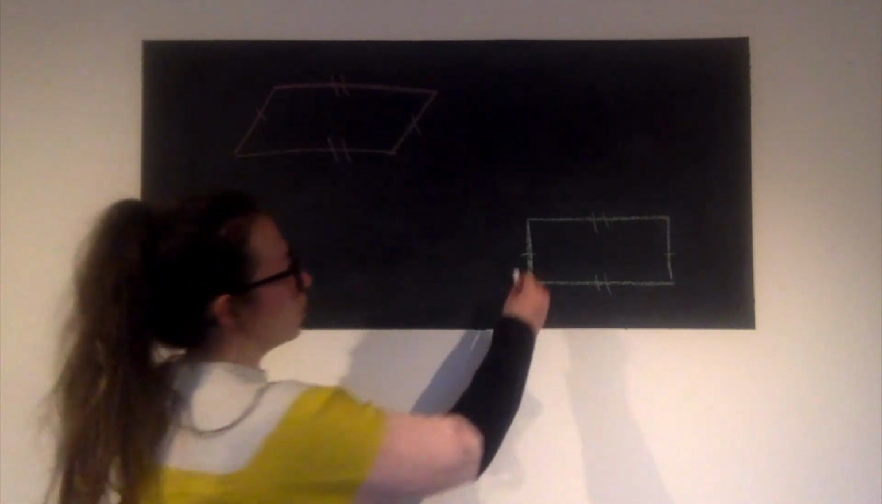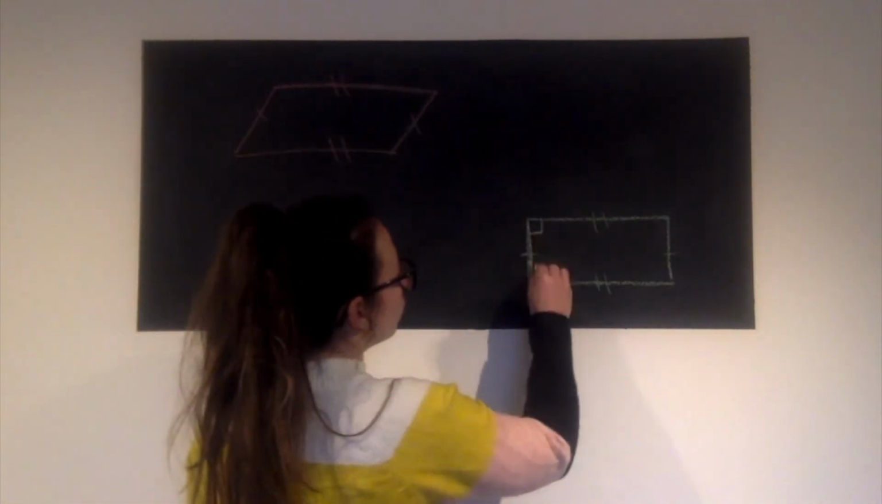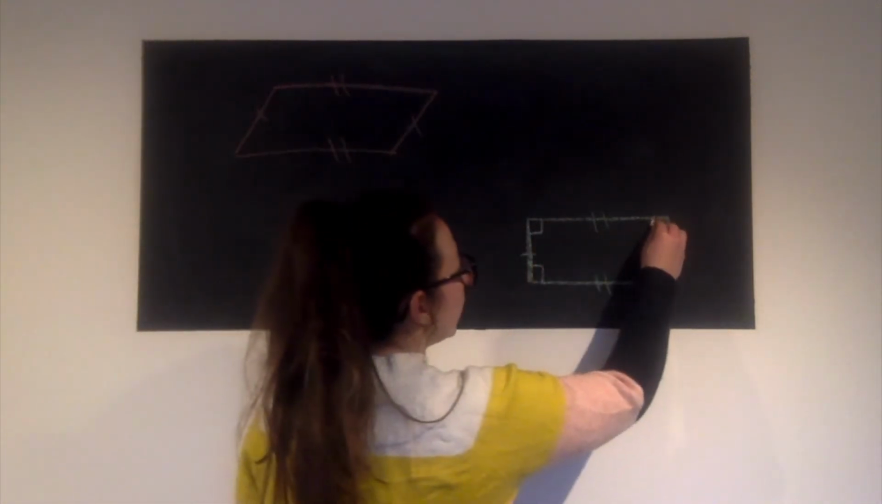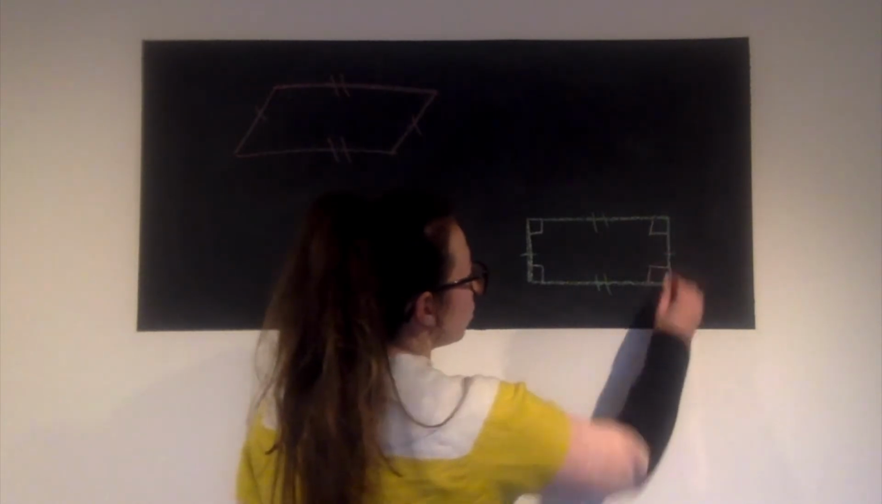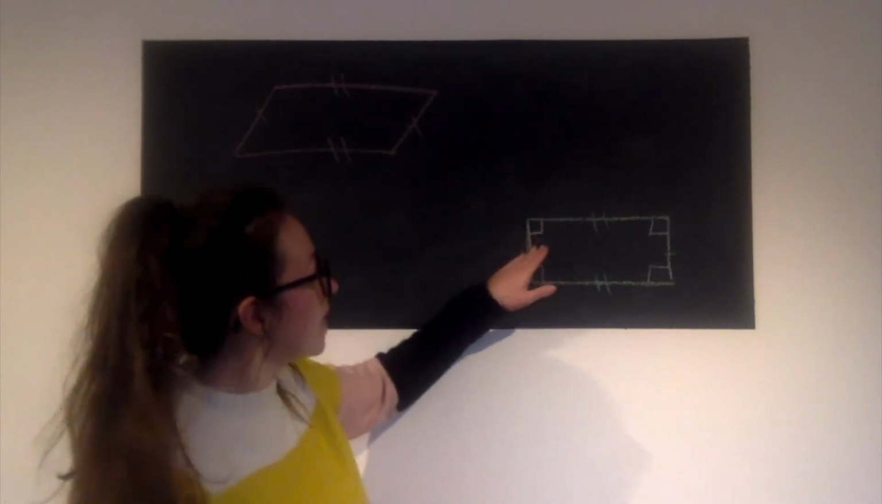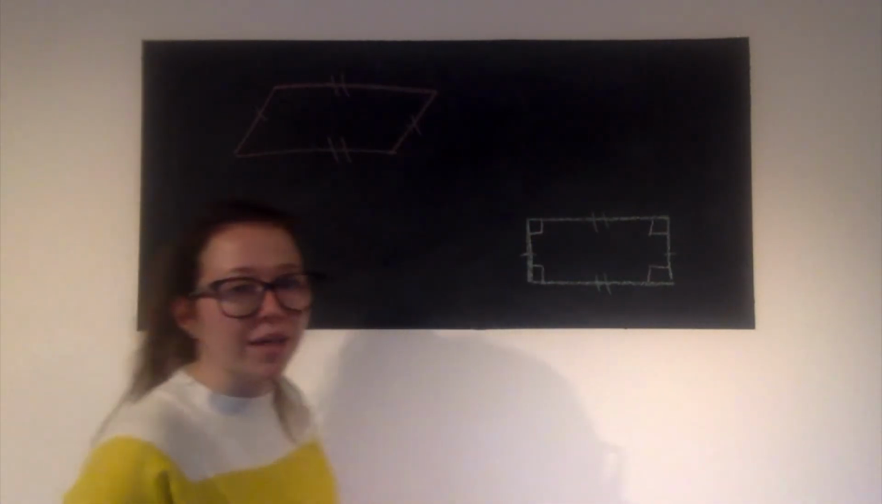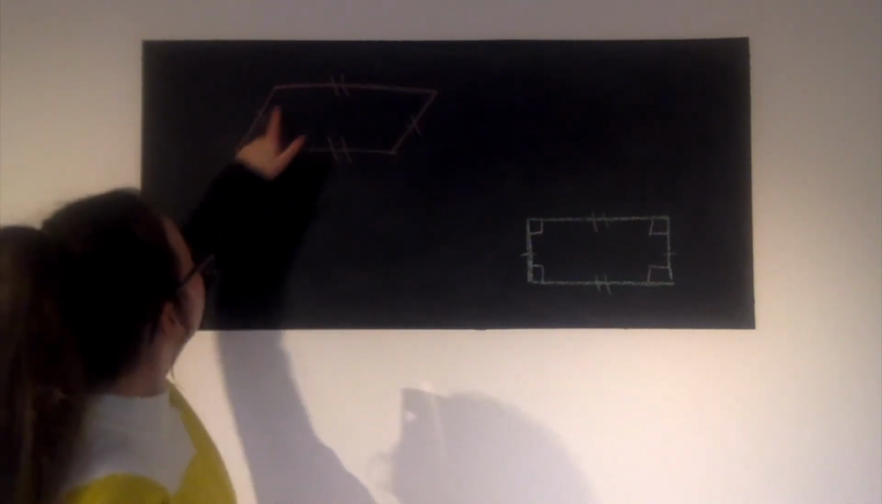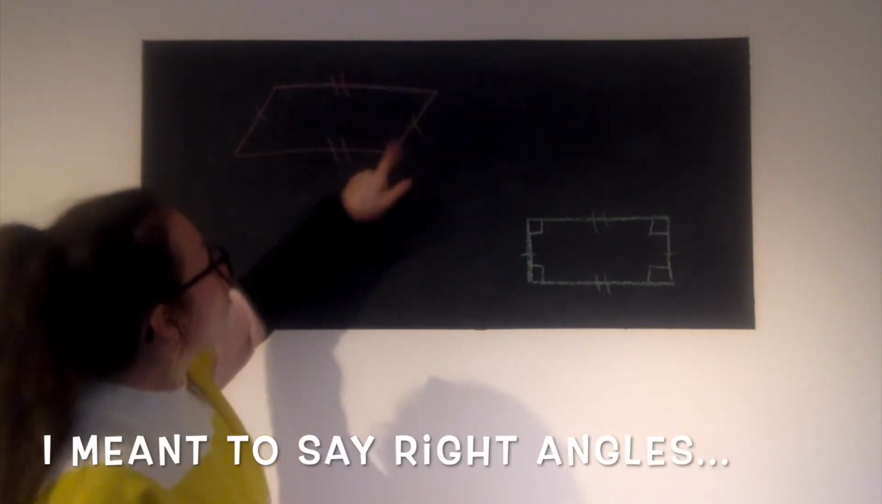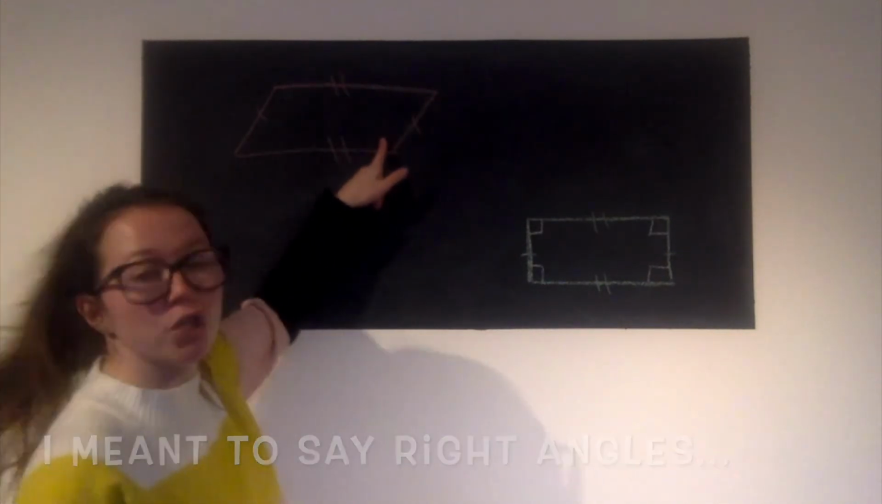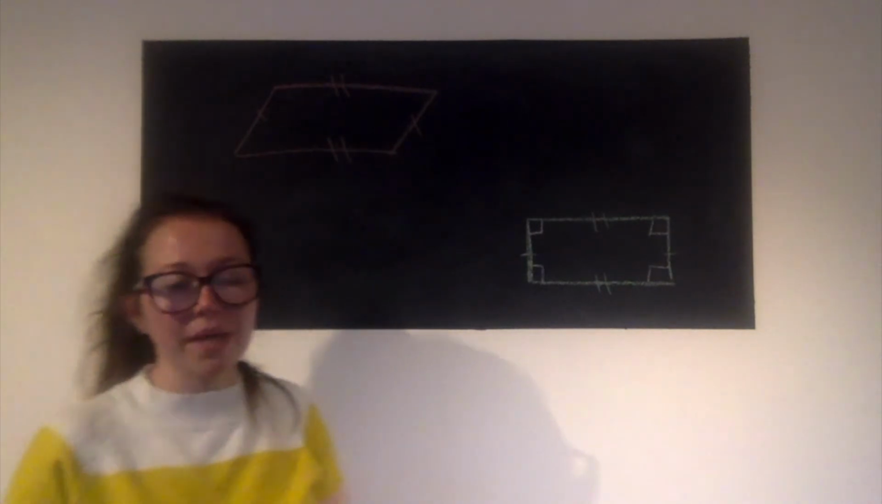In my rectangle, I have four right angles. So my sides are perpendicular to each other. So we've got parallel lines and perpendicular lines. It's got four right angles. However, in my parallelogram, I don't have any right angles. What I have are acute and obtuse angles. So that is our main difference.